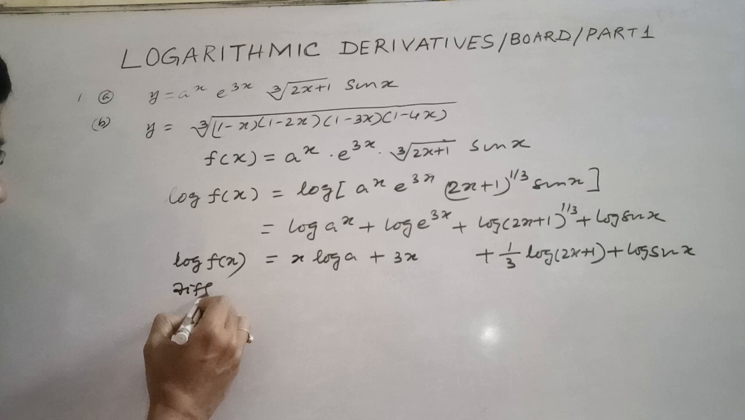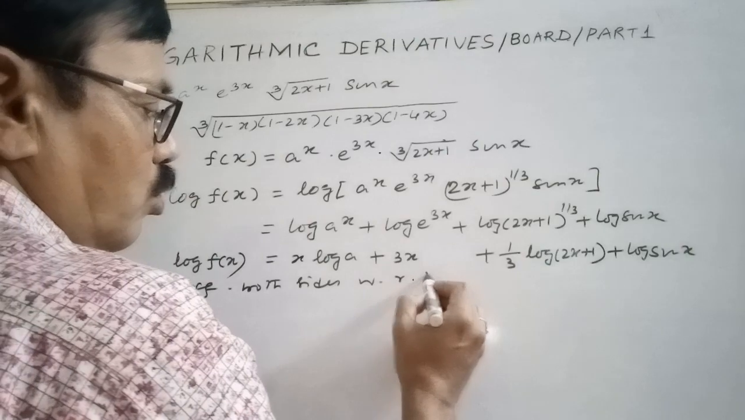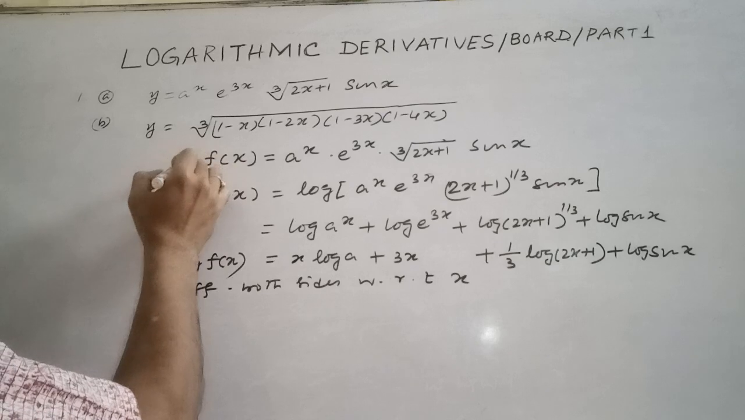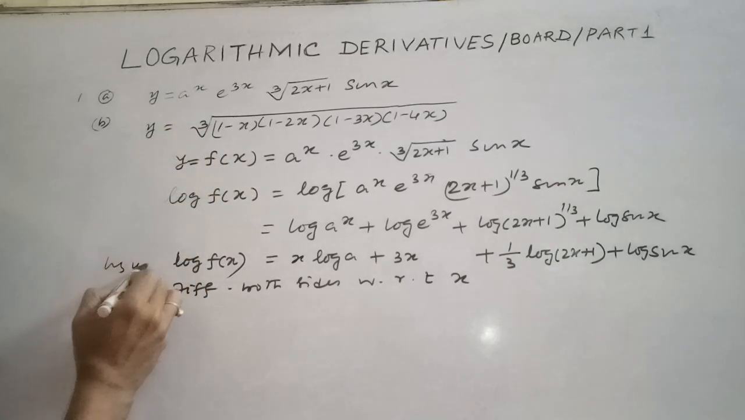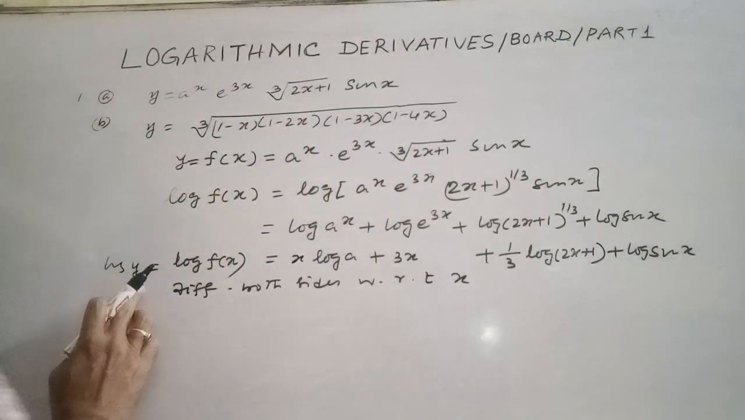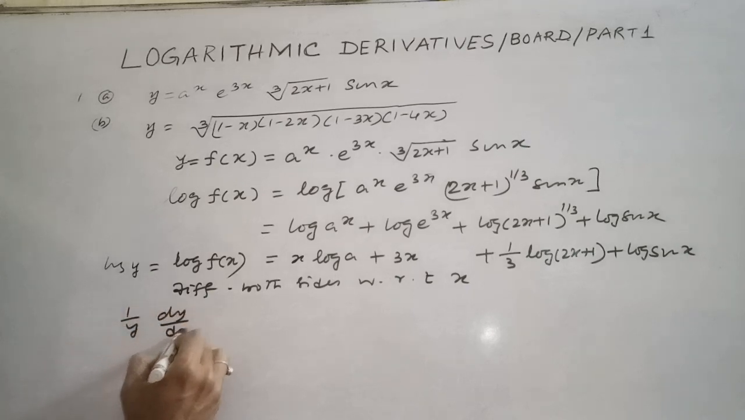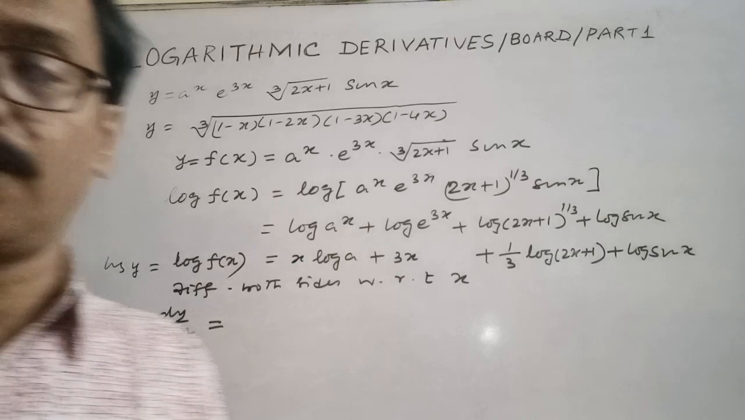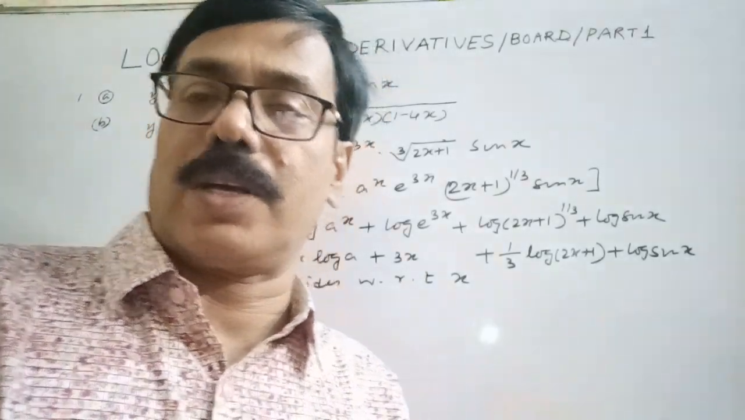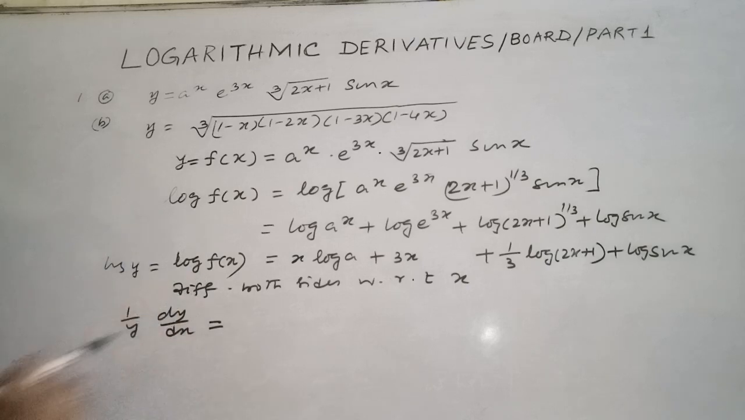So differentiating both sides with respect to x. This is log f(x). If we consider this as y, so this is log y. So the derivative of log y is 1 by y into dy by dx. This is to be noted. The derivative of log y, you know, is 1 by y, and you are performing the derivative with respect to x. That is why you are getting dy by dx, not only 1 by y.